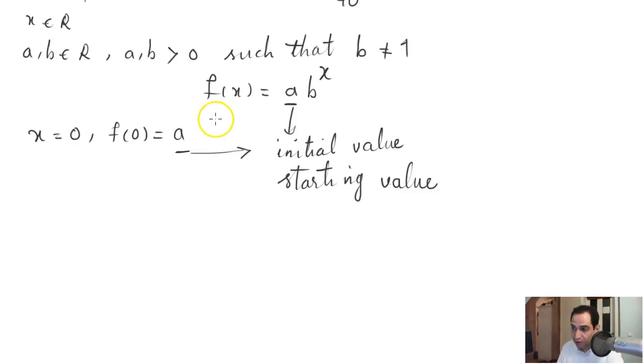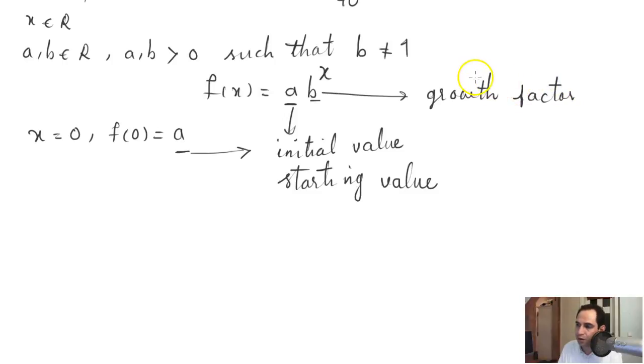And b is the growth factor or growth multiplier per unit x. I kept forgetting this and I didn't know what to call this b, and this is called the growth factor. The growth factor, or also called the growth multiplier per unit x. This is also worth discussing, growth multiplier per unit x.